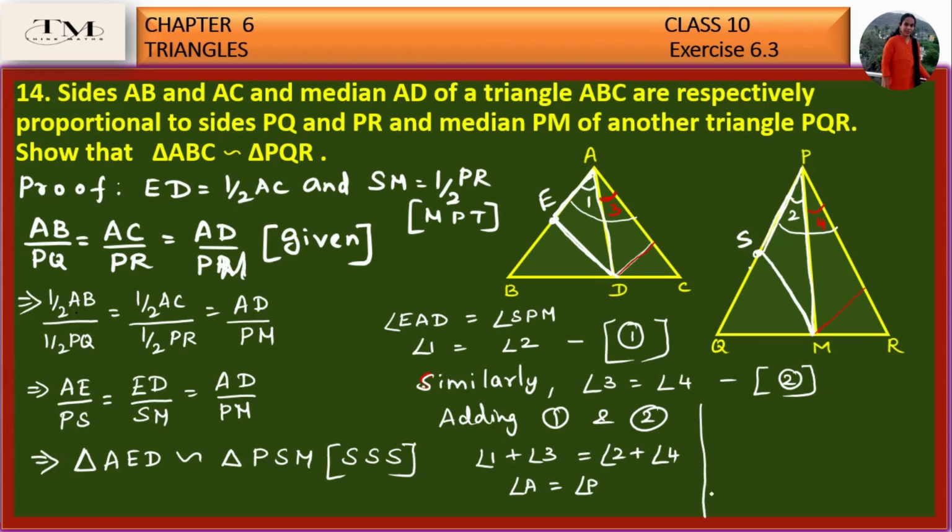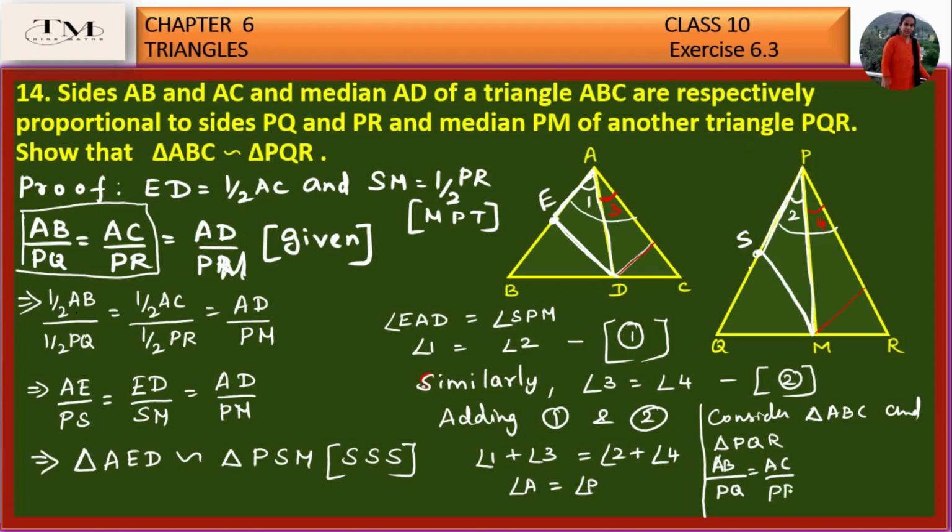Now consider triangle ABC and triangle PQR, which we have to prove similar. In these triangles, we already have AB by PQ is equal to AC by PR. What is the angle between them? It is angle A and angle P, and we have proved angle A is equal to angle P. Then by side angle side property, these two triangles will be similar. In these triangles, we have AB by PQ equal to AC by PR. This is given.